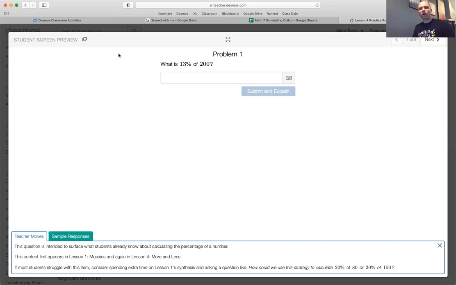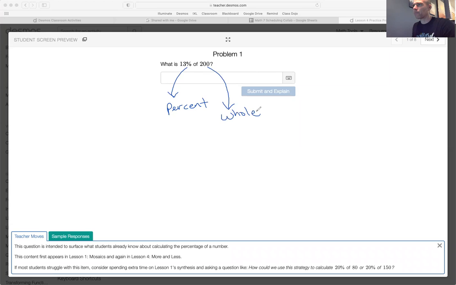And so we want to know, what is 13% of 200? One thing I've been telling my students a lot is that where you see the word "of," that pretty much always means to multiply. In this case, we've got our percent, right? 13 is the percent. And then this is our whole, right? And so we're trying to find a part. We have this formula that says the part equals the percent times the whole.